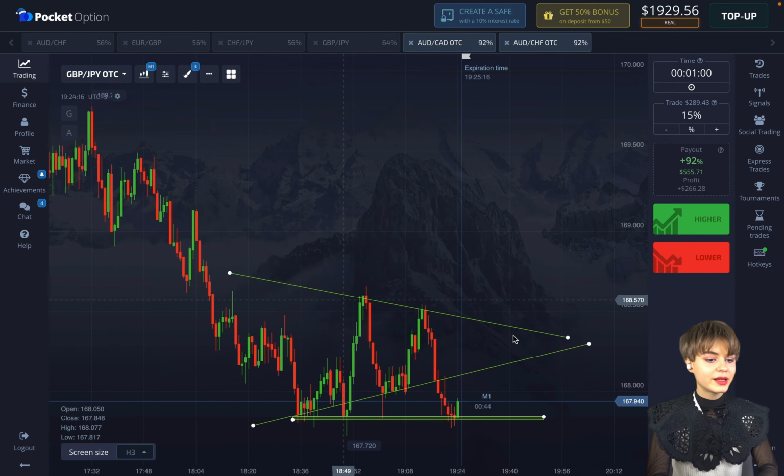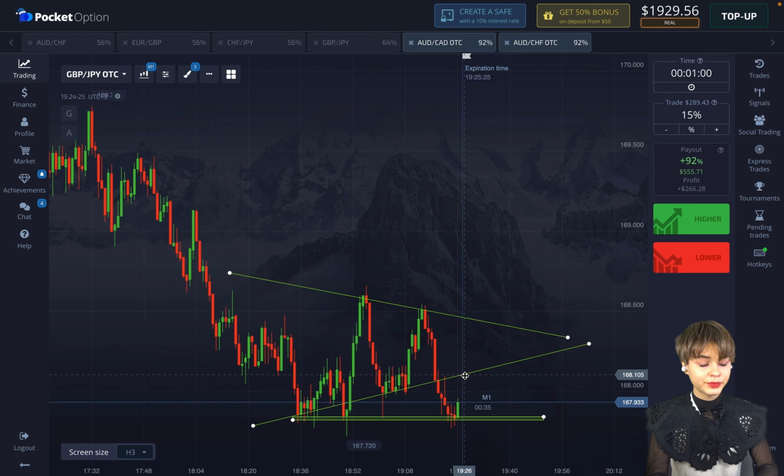Here we see a triangle, it's the same thing, same resistance and support zones, but now they're diagonal ones, not horizontal.